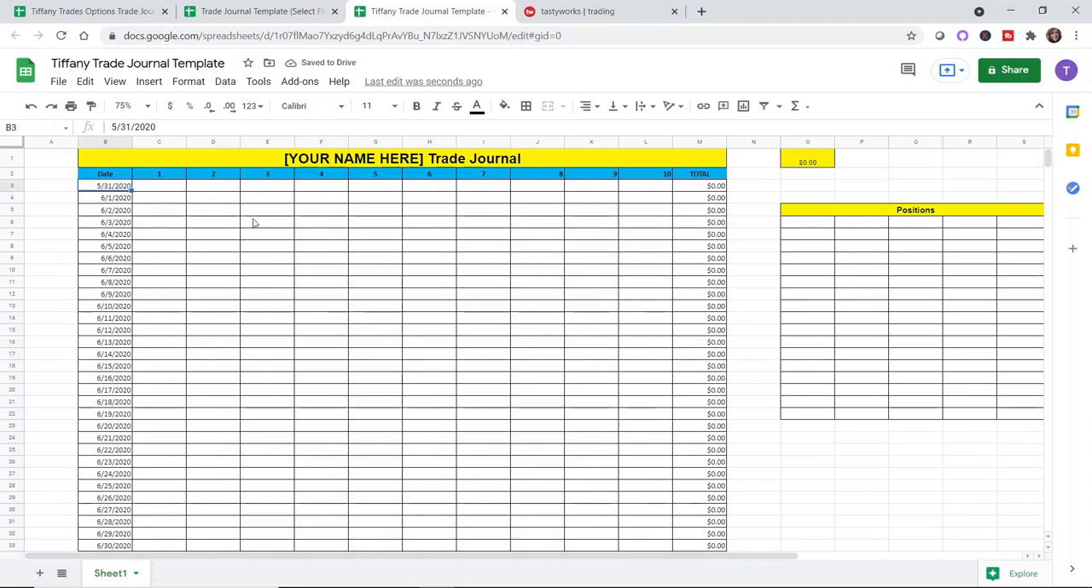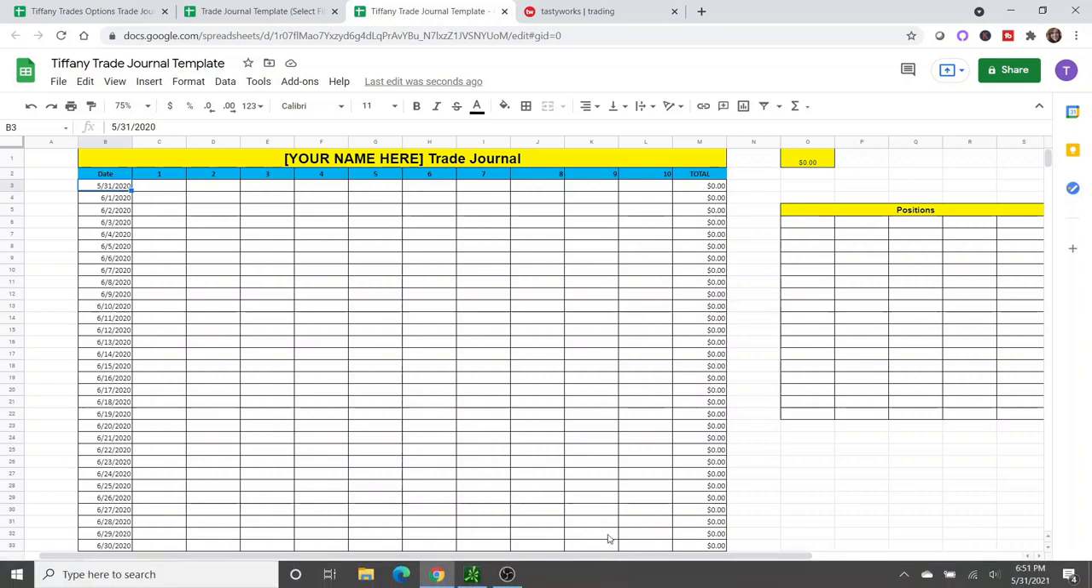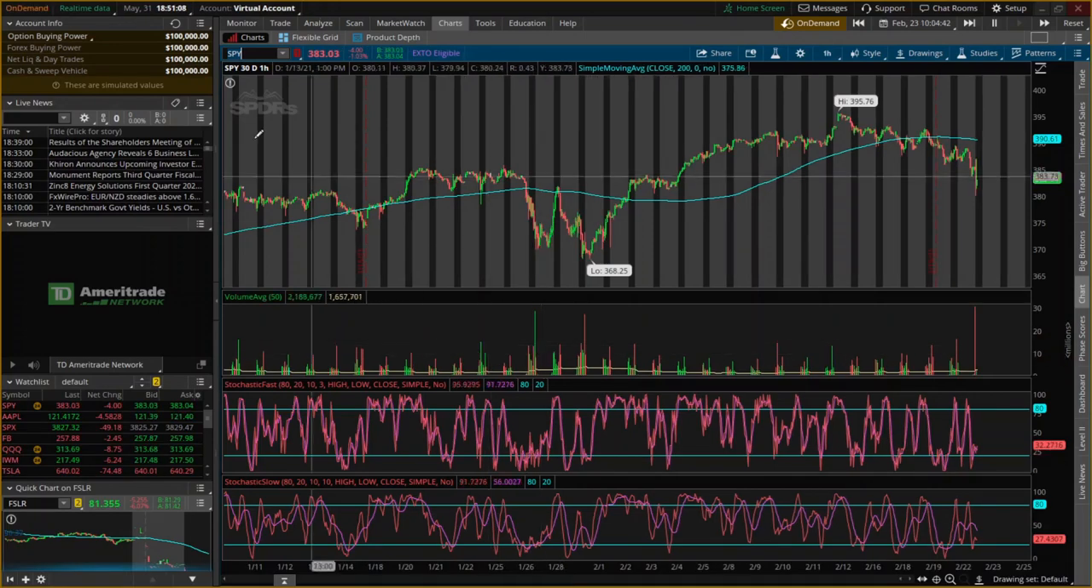So here we are at May 31st, and this is a fake market day. I'm going to do a model trade on thinkorswim using their virtual on demand, and you know that this is a virtual account every time you see a gold bar around it. There also says virtual account here in the corner. It gives you a default amount of $100,000 in buying power. You can change this, I think.